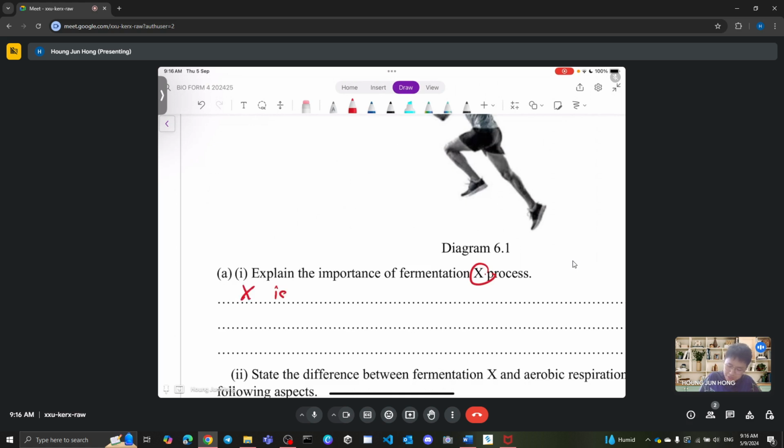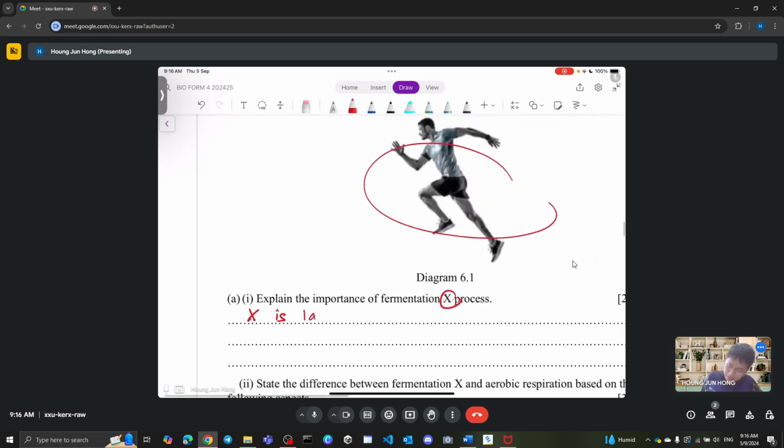So what is X over here? In human, we have lactic acid fermentation. Okay, cool. So now, what is the importance? What is the importance of this?